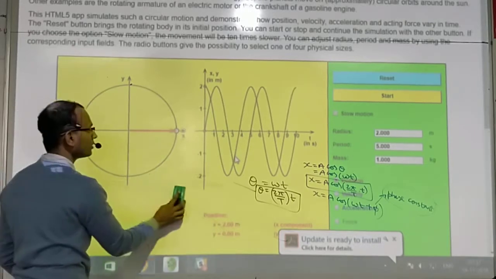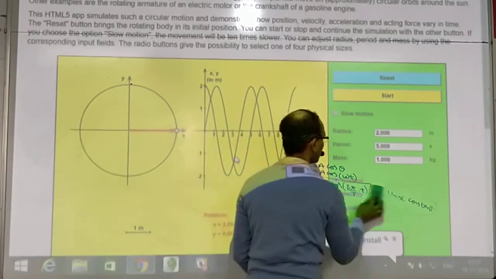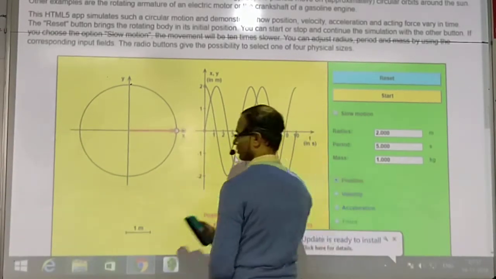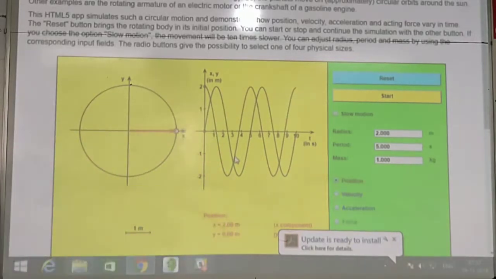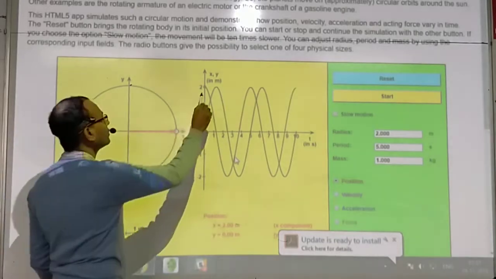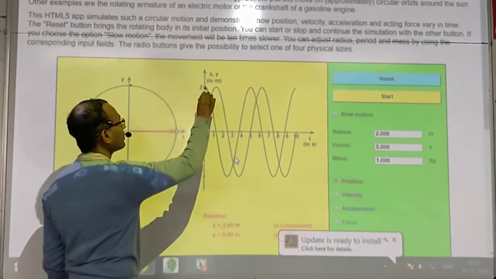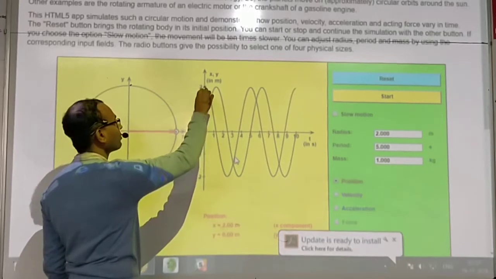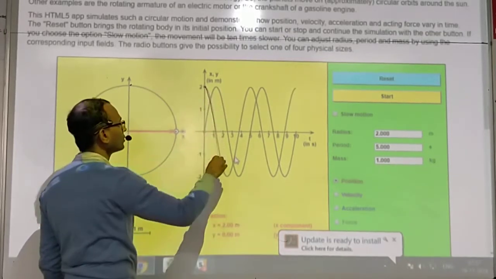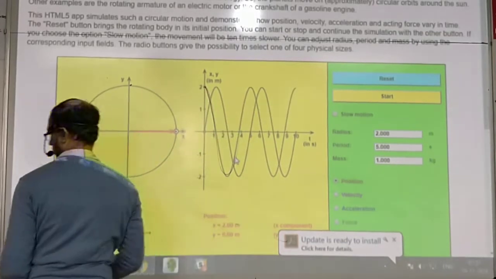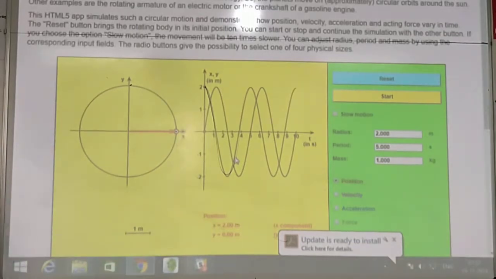Okay, now let's run the simulation and see that the projection actually works. So you have to follow this curve. When the object is here, the amplitude is maximum, the position is at the maximum amplitude. So this is the cos function. Just see how it moves. Let's do it in slow motion.